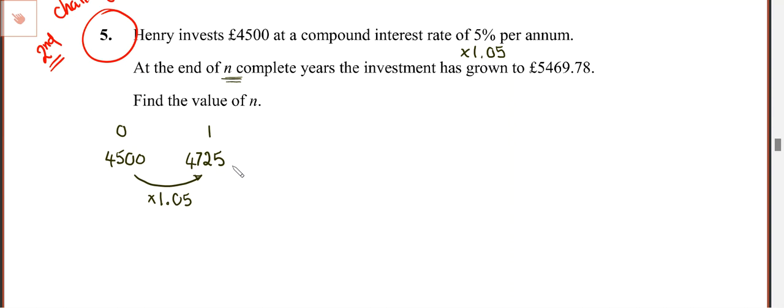Okay. So we know this is going up. Now what this question is basically saying is, if we go 2, 3, and so on, we get to a year, n, where the number will be 5,469.78. Do you guys have a method?